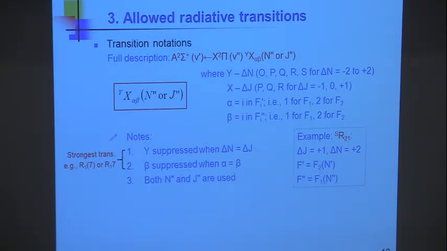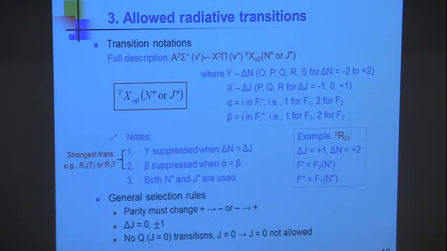You'll just see R1 of 7. So what does that mean? Delta J of 1 means delta N of 1. And it means that you're in the F1 manifold, and it tells you that N is 7, because it's an integer, not a half integer. So these are the strong ones, and so that complicated notation often degenerates down to something simple.